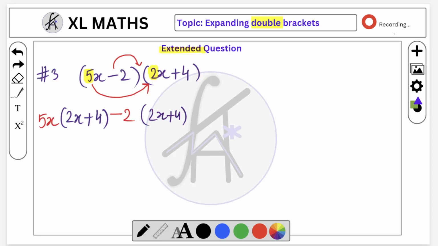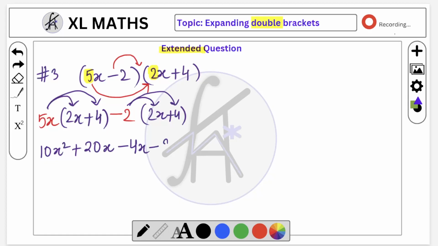Okay, expanding single brackets, 5x times 2x gives us 10x squared. 5x times a positive 4 gives us 5 times 4, which is 20x. Okay, that makes sense. Now minus 2 times a positive 2x gives us minus 4x. Minus 2 times a positive 4 gives us a minus 8.